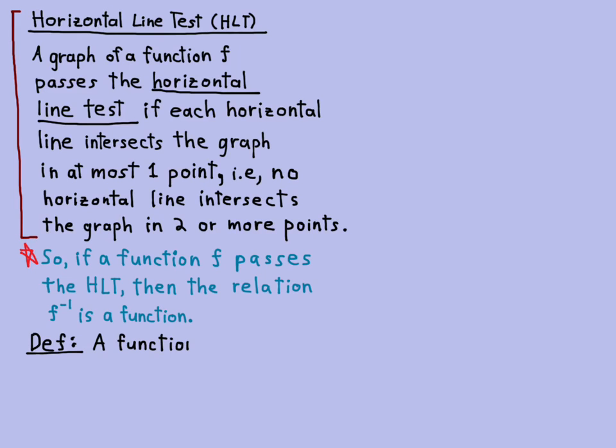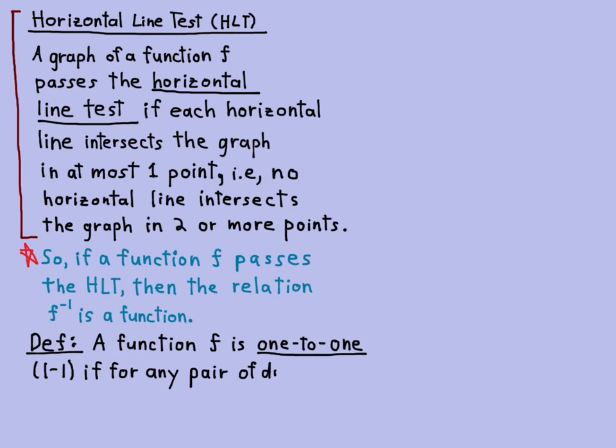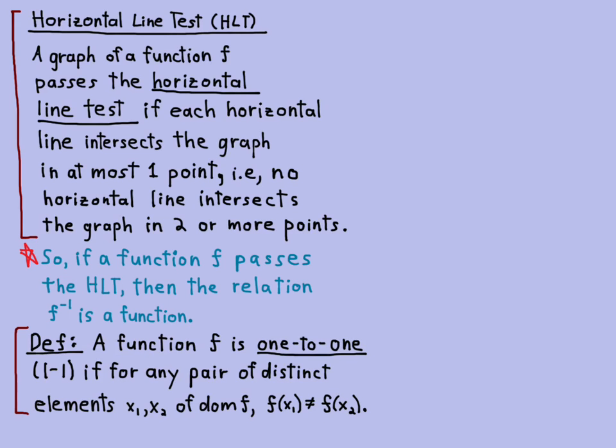So definition, a function f is 1 to 1, abbreviated 1 to 1, if for any pair of distinct elements, x sub 1, x sub 2 of domain f, f of x sub 1 does not equal f of x sub 2. Now, that might look a little complicated, but all it's saying is that the second coordinate in an ordered pair doesn't repeat.